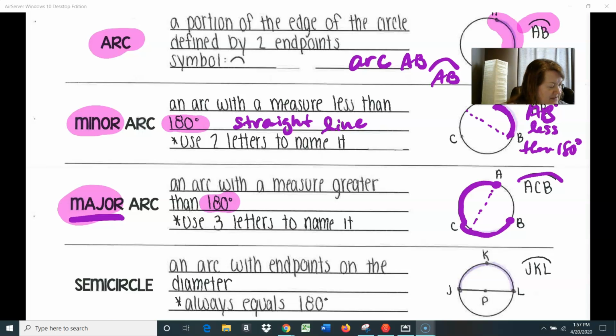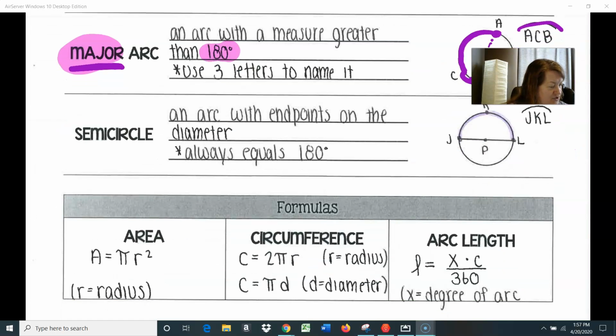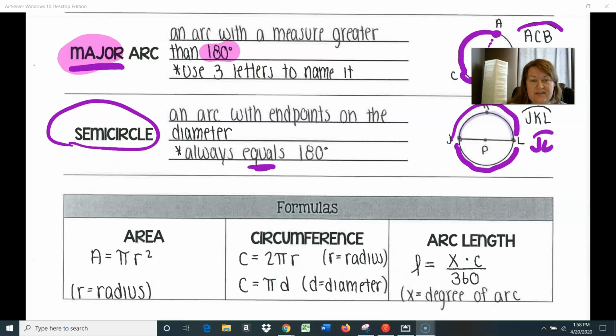Well, what happens, like in the next one, where I have you start at J and end at L. So I could call this JL, and maybe you'd go this way, and maybe you'd go this way, but it's not more than 180, it's not less than 180, it's actually equal to 180, which makes it a semicircle. So this is a semicircle because it's exactly 180. So I could use either the three letters to try to confuse you and go from J to K to L, or I could just say JL and it means go the other way, right? And if I just left it up to you to decide, it would still be a semicircle.